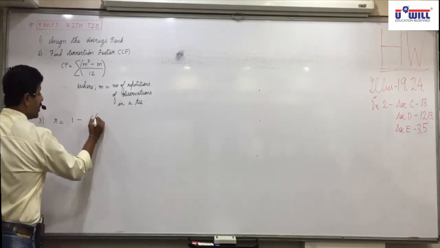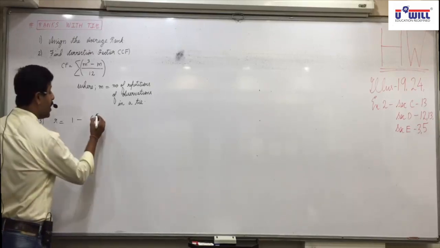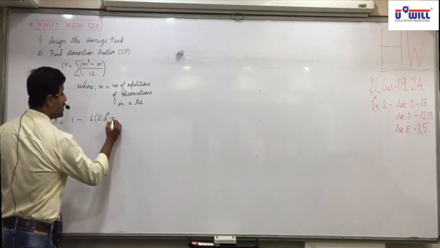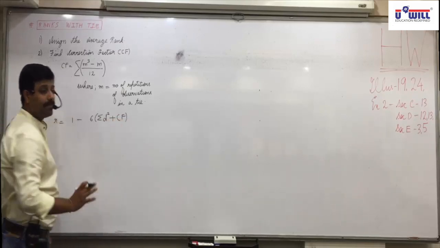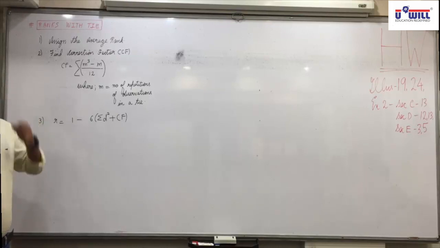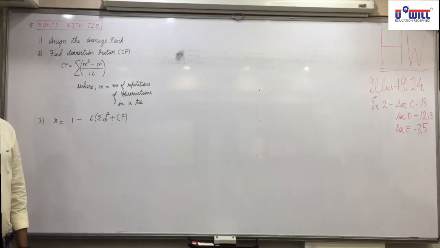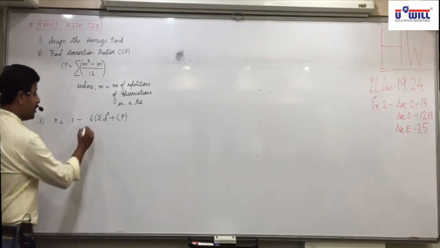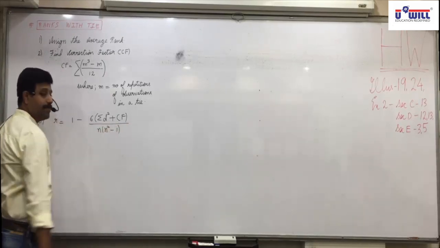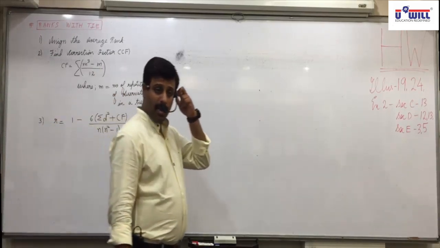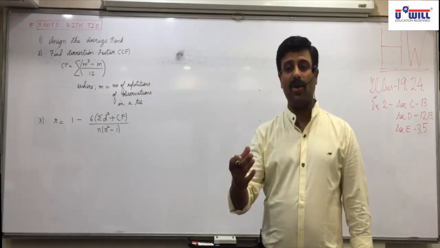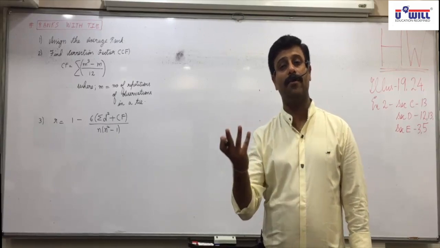6 in bracket. Up till now we used to do sigma d square. Now you do sigma d square plus CF. This is the only addition. Plus correction factor. To eliminate the error, we will do plus correction factor. Divide by the same n into n square minus 1. No need to write this 20 times. It's the same formula. The only thing you have to add in the bracket is plus CF.